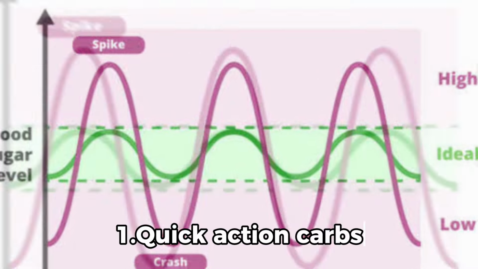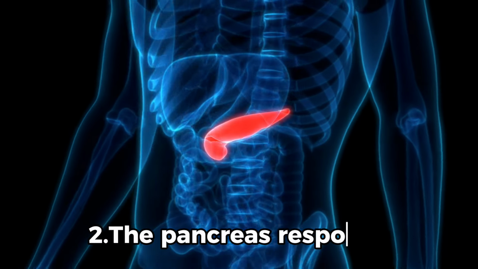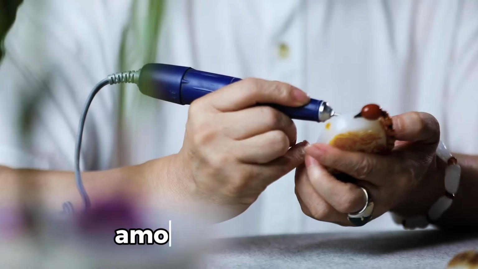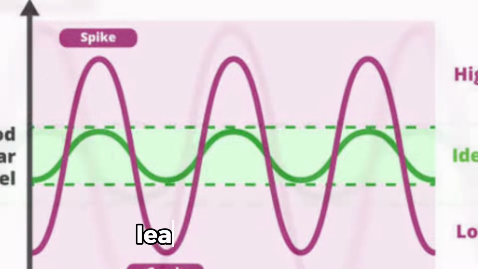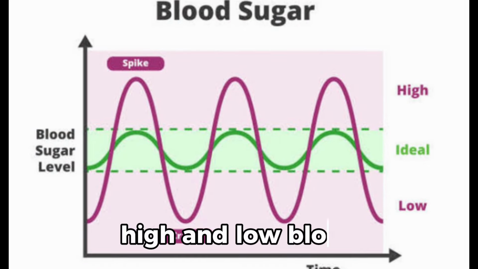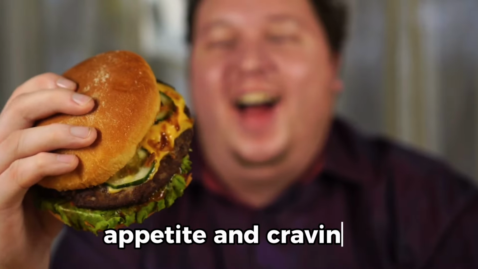What is the impact on insulin? 1. Quick-action carbs lead to sharp spikes in blood sugar levels. 2. The pancreas responds by releasing a large amount of insulin to lower the blood sugar. 3. These spikes can lead to a cycle of high and low blood sugar levels, potentially increasing appetite and cravings.